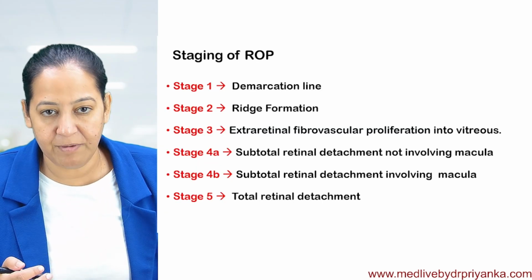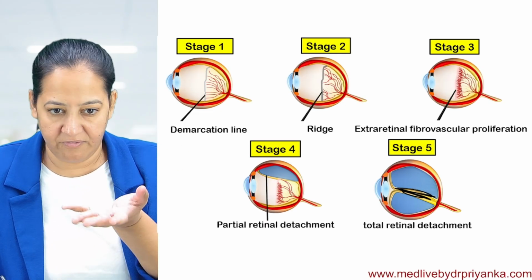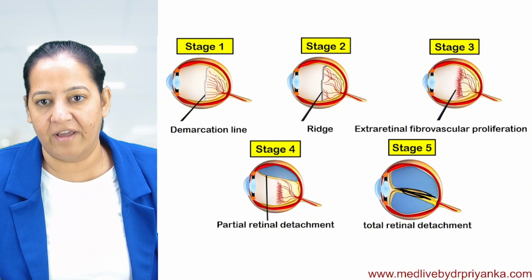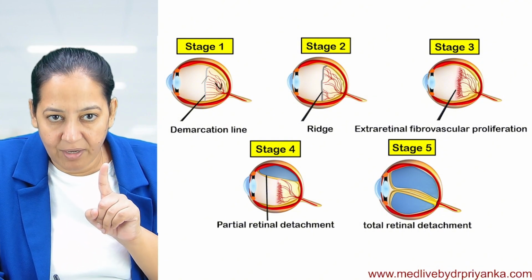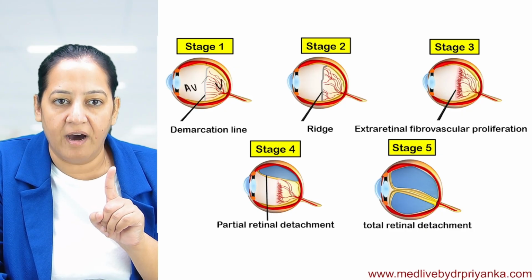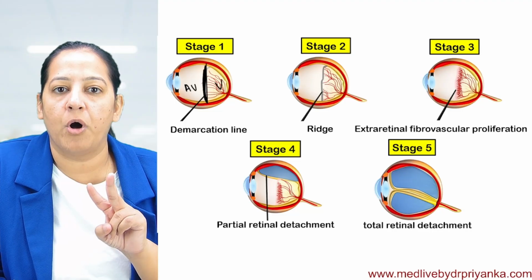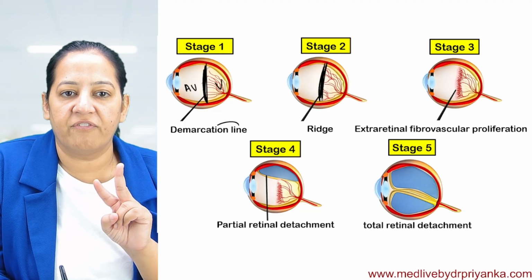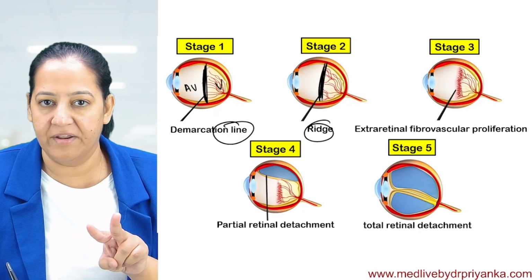What are the 5 stages, people? You can see the same 5 stages over here also. First you revise here, then I will show you one more diagram. What are the 5 stages of ROP? First, between the vascular and avascular retina, a demarcation line is formed. That line will gain some height and I will call that line a ridge. So instead of a line, it will be a 3D ridge. First it is a 2D line, then it is a 3D ridge.